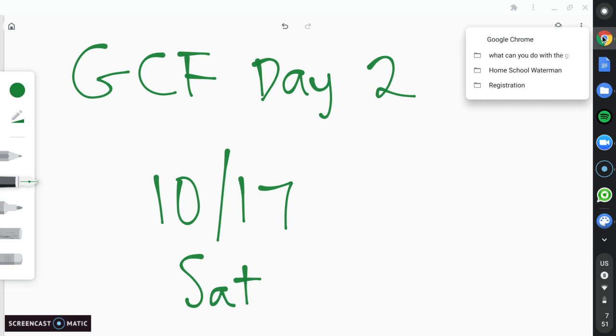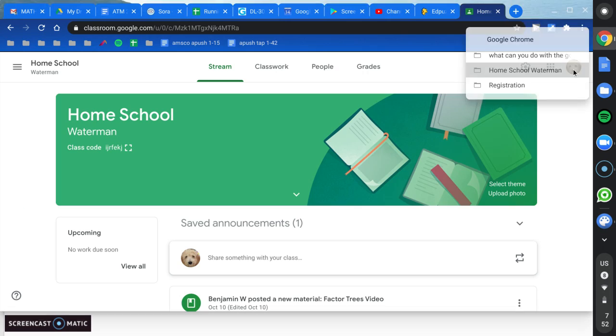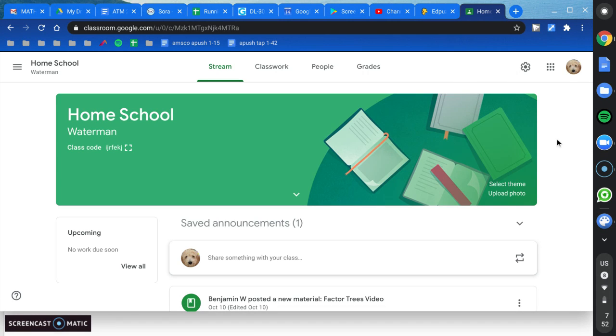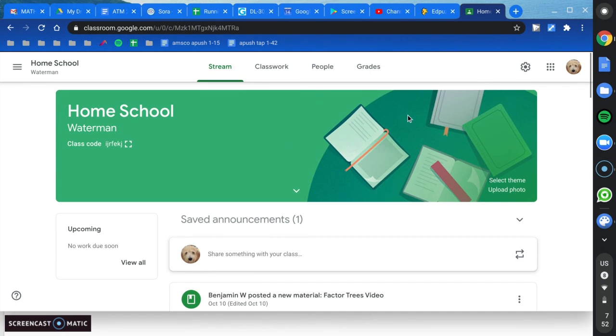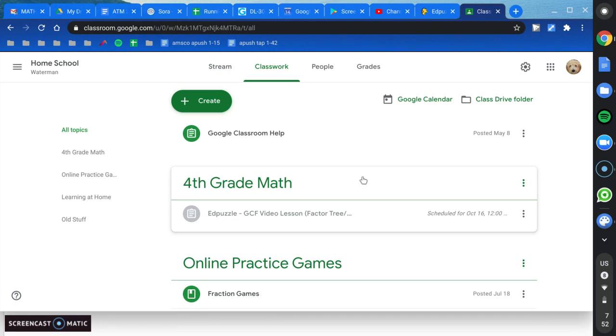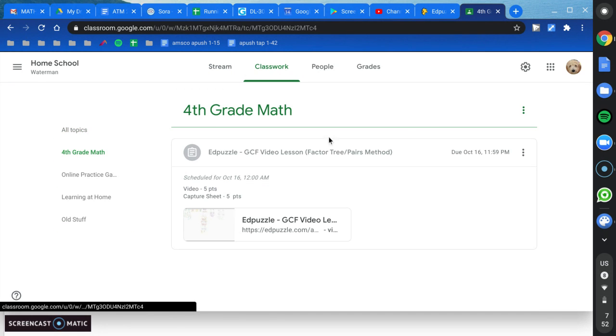Before we start though, I want to show you a little bit about how our Google Classroom is set up. So you'll see here you log in. It'll look a little different for you because you're a student. But you'll see all this. If you go under classwork, look at my mouse please. Go under classwork. There's a topic. You can look at the topics. There's a topic called 4th grade math. You can click on it and you'll see each of the assignments.